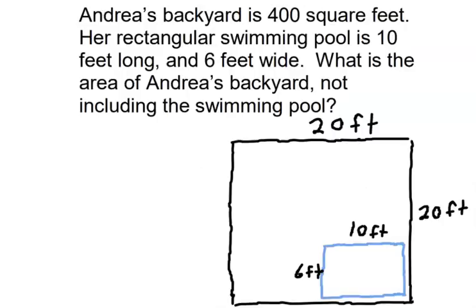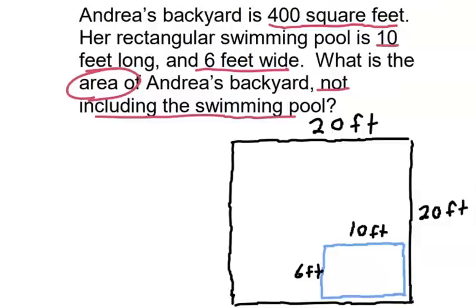Andrea's backyard is 400 square feet. Okay, so, and it says her rectangular swimming pool is 10 feet by 6 feet wide. What is the area of Andrea's backyard, not including the swimming pool? So we have to subtract out the swimming pool.